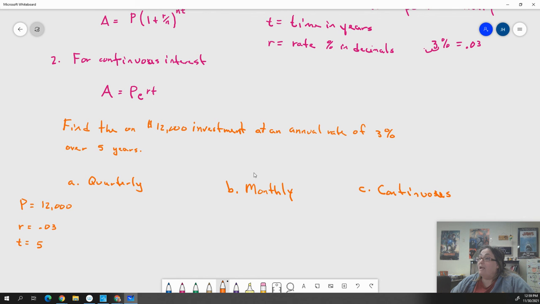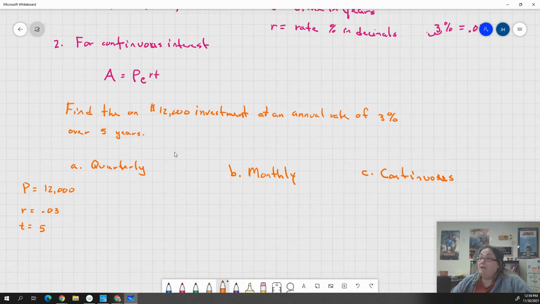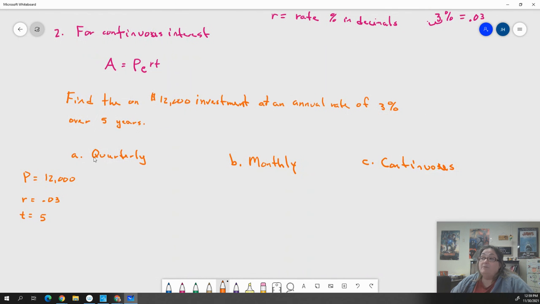What else are we missing? Our N, how often is it compounded? Well, it is compounded quarterly, right? So N equals 4 because quarters are 4. And now all we have to do is plug those numbers into the equation, right? Our A, that amount that we're going to have at the end of it, is going to be equal to our, let me rewrite the equation down here.